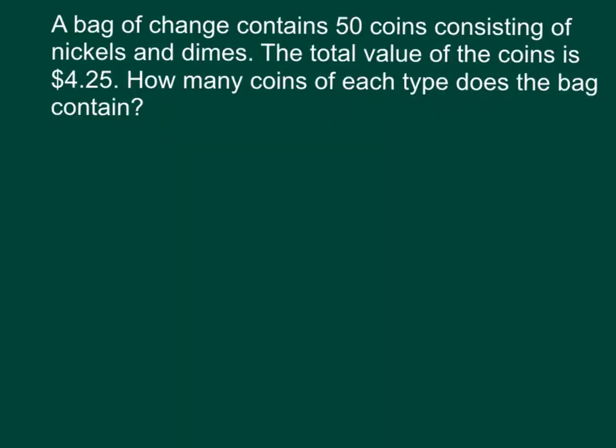So this first one: a bag of change contains 50 coins consisting of nickels and dimes. The total value of the coins is $4.25. How many coins of each type does the bag contain? So the first thing we're going to do is assign variables. We have two different types, nickels and dimes. So we're going to make x nickels and y dimes.